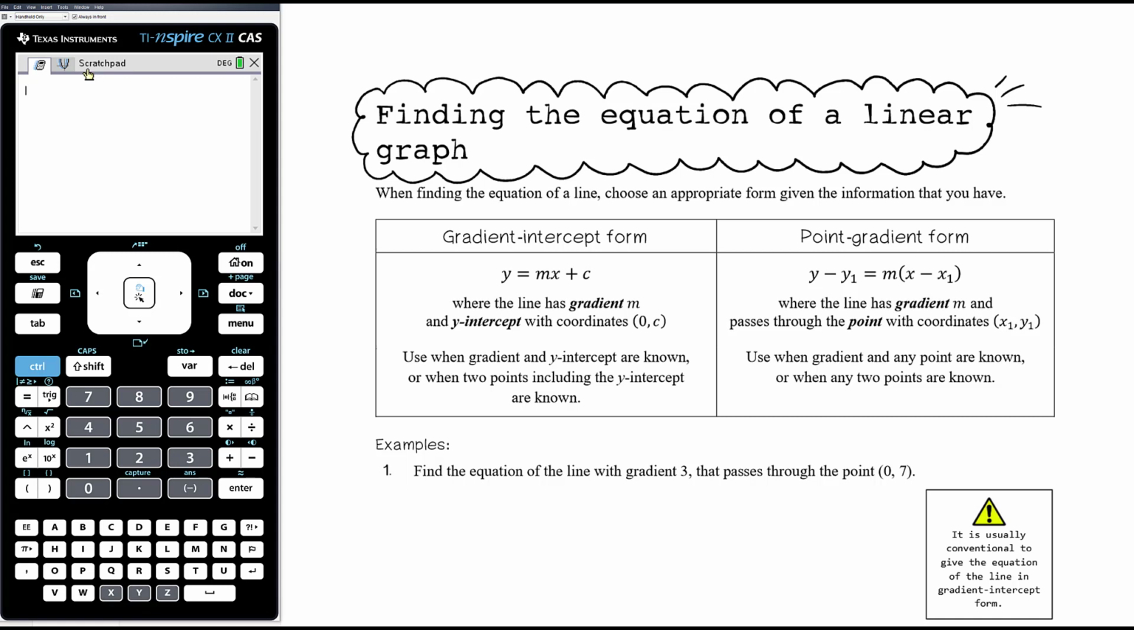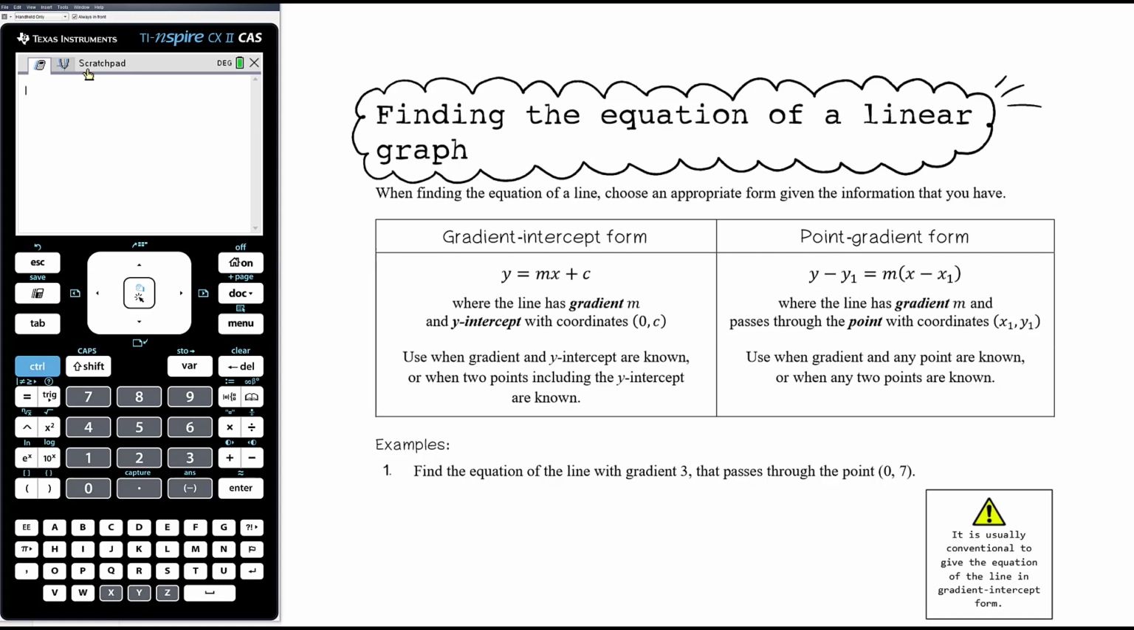Okay. So when we find the equation of a line, there's two possible forms of the equation of a line that we might choose to use. You can use gradient intercept form, and in my experience, students use this all the time, when I actually think that point gradient form works better more often than not. However, both will work in all cases.